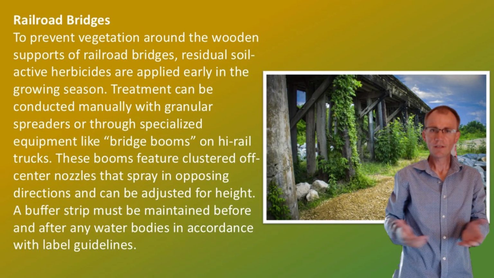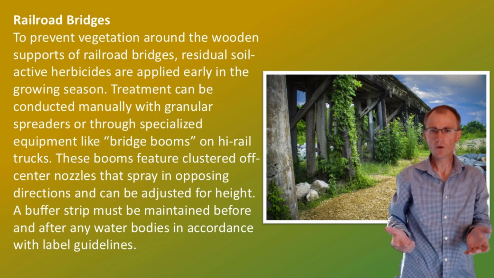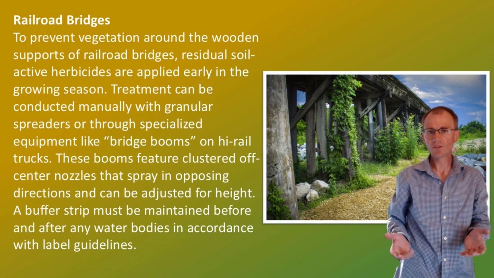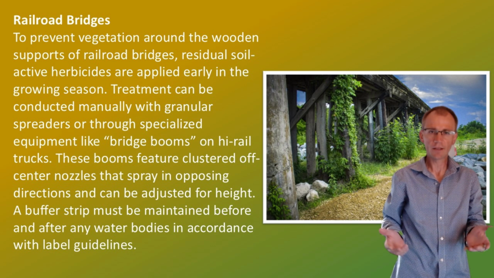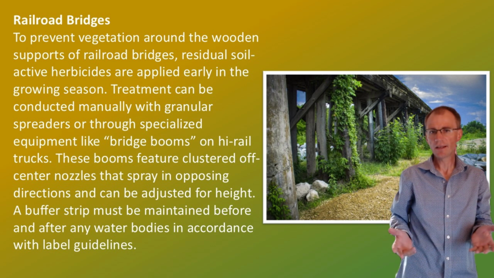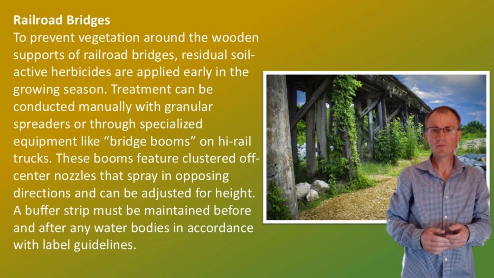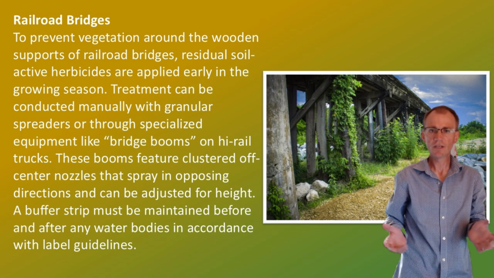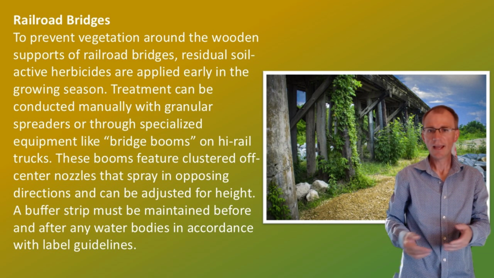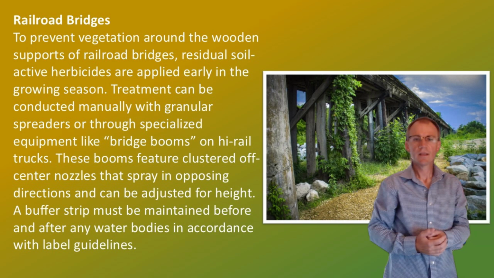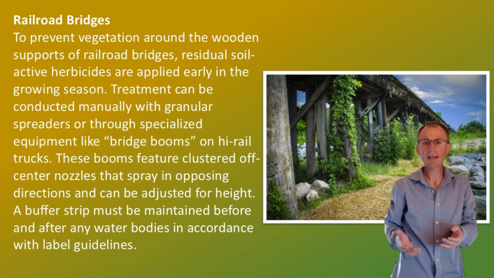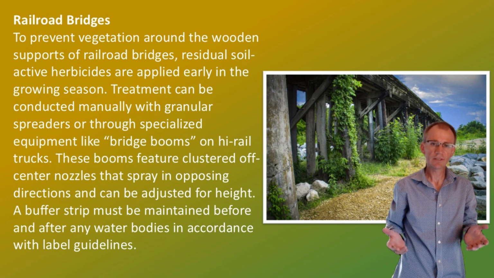Railroad bridges. To prevent vegetation around the wooden supports of railroad bridges, residual soil-active herbicides are applied early in the growing season. Treatment can be conducted manually with granular spreaders or through specialized equipment like bridge booms on high rail trucks. These booms feature clustered off-center nozzles that spray in opposing directions and can be adjusted for height. A buffer strip must be maintained before and after any water bodies in accordance with label guidelines.